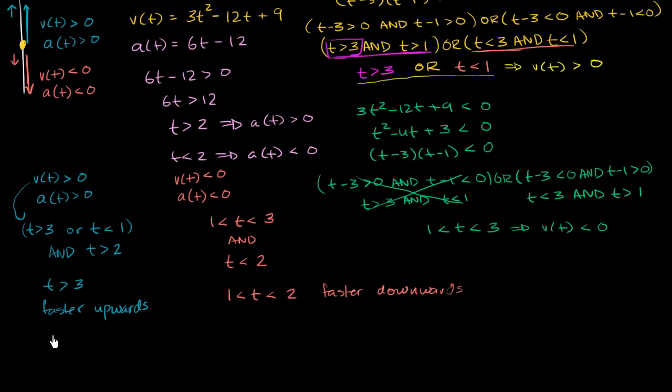If we want to think about it in intervals, we are speeding up over the interval, not including 3, but from 3 to infinity. That's why I put parentheses, not brackets. This doesn't include the endpoints. So that's when we're going faster upwards, and we're going faster downwards in the interval between 1 and 2.